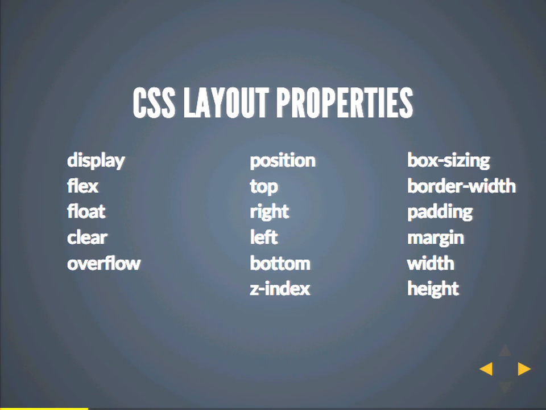And then you control that layout with a subset of CSS properties. You have your flow properties, like display and flex and float. You have your positioning properties, so top, right, left, bottom. And then you have your box sizing properties to actually size your containers, so the properties like padding and margin and width.